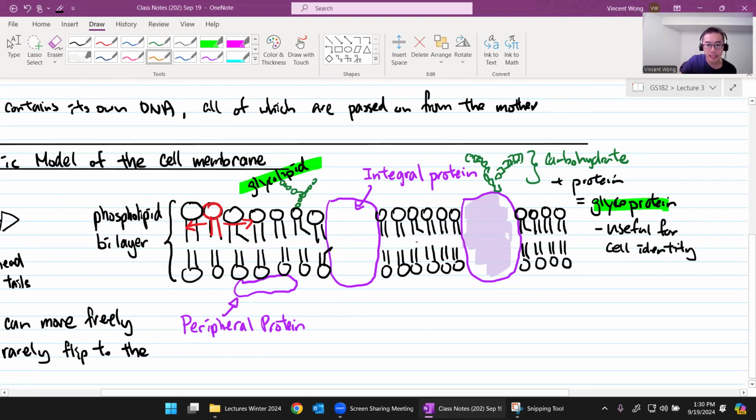Also, every now and then, you're going to have a little bit of cholesterol. Okay, not a lot. Cholesterol is a steroid, right? Okay, so these are cholesterol. And the function of the cholesterol in the cell membrane is to help regulate membrane fluidity.